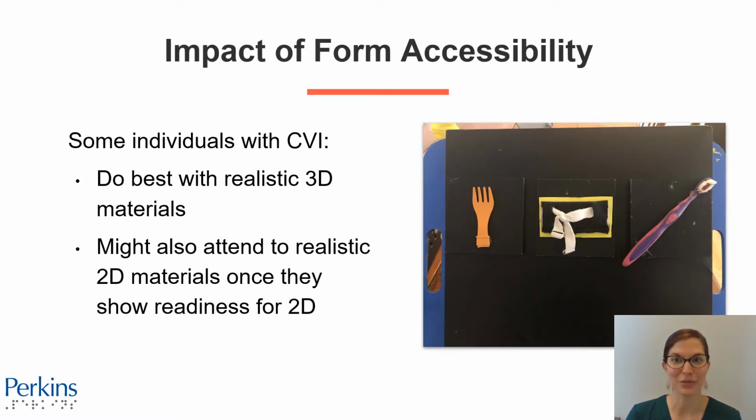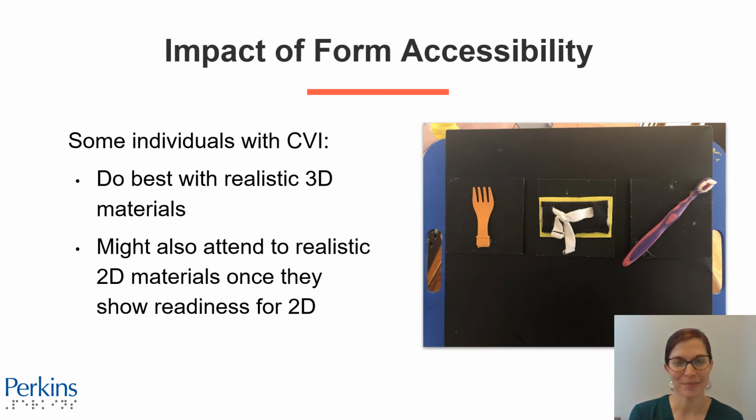The impact of form accessibility. Some individuals with CVI do better with realistic three-dimensional materials, but they can move on to two-dimensional once they show readiness for that two-dimensional material. So again, we really want that ongoing evaluation, ongoing assessment, so that we know when our students are ready to transition from one kind of form to another. And sometimes you don't go from just 3D to 2D. There might be something in between.